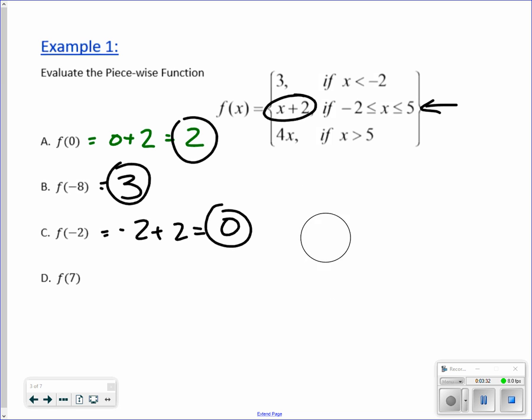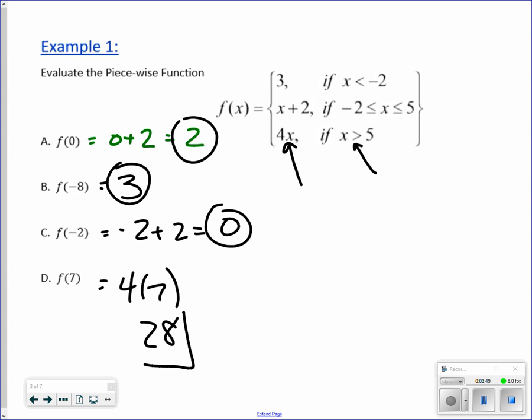Next one, they want me to plug in 7. Again, your first thing you have to establish is which one of the functions 7 belongs to. 7 belongs to that domain; 7 is greater than 5. So then plug 7 in for x.